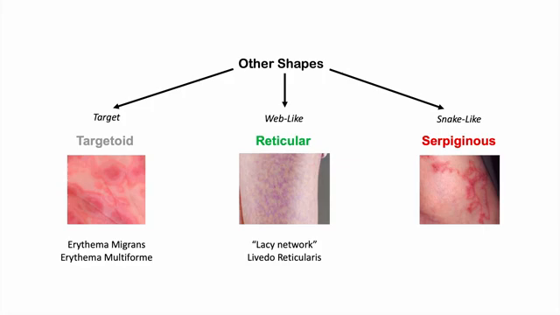And then if the skin lesion is in the shape of a snake, we call this serpiginous. So serpiginous is the term we use to describe this type of lesion. You can think of it as squiggly in appearance and branching. And it's associated with parasitic infections. You can see this in fungal infections as well.